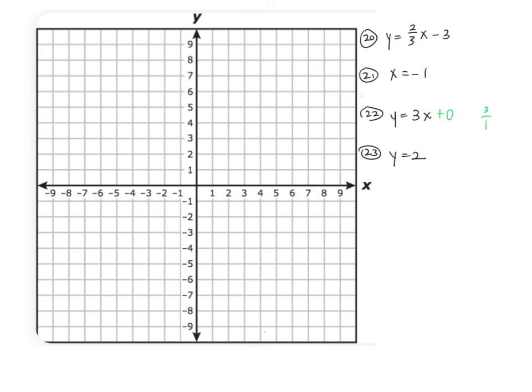Okay, so now number 23. This one only has a y, so this is one of the special cases. It goes through the y-axis at 2. So it's going to be the horizontal line right there.